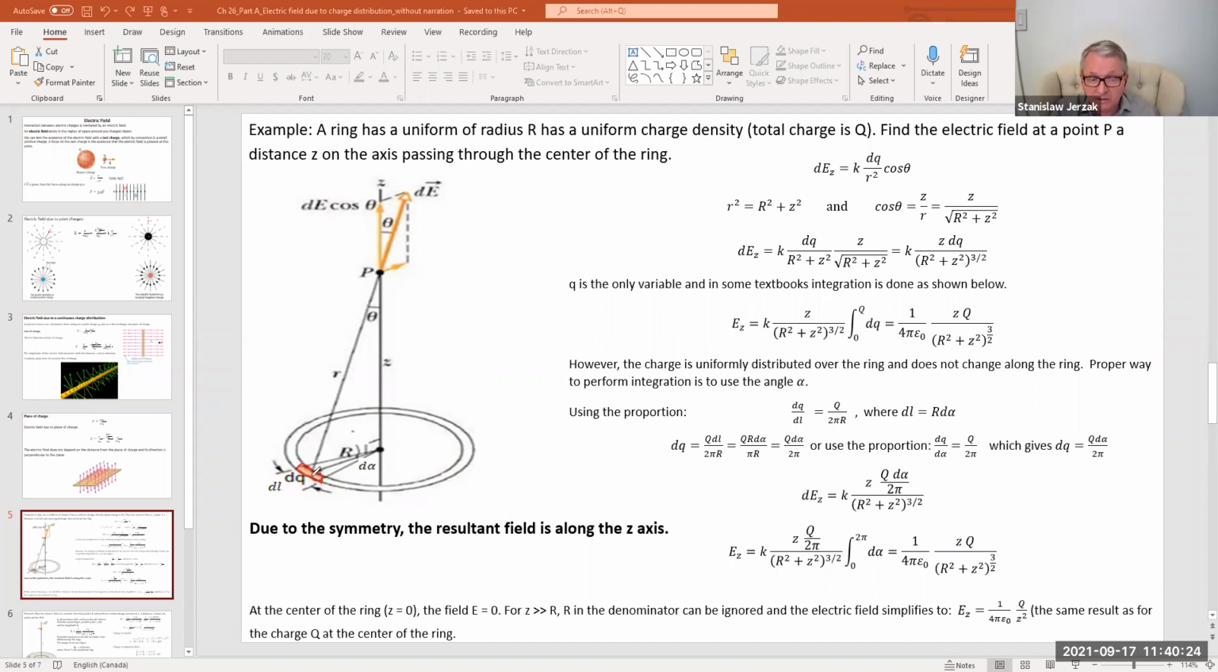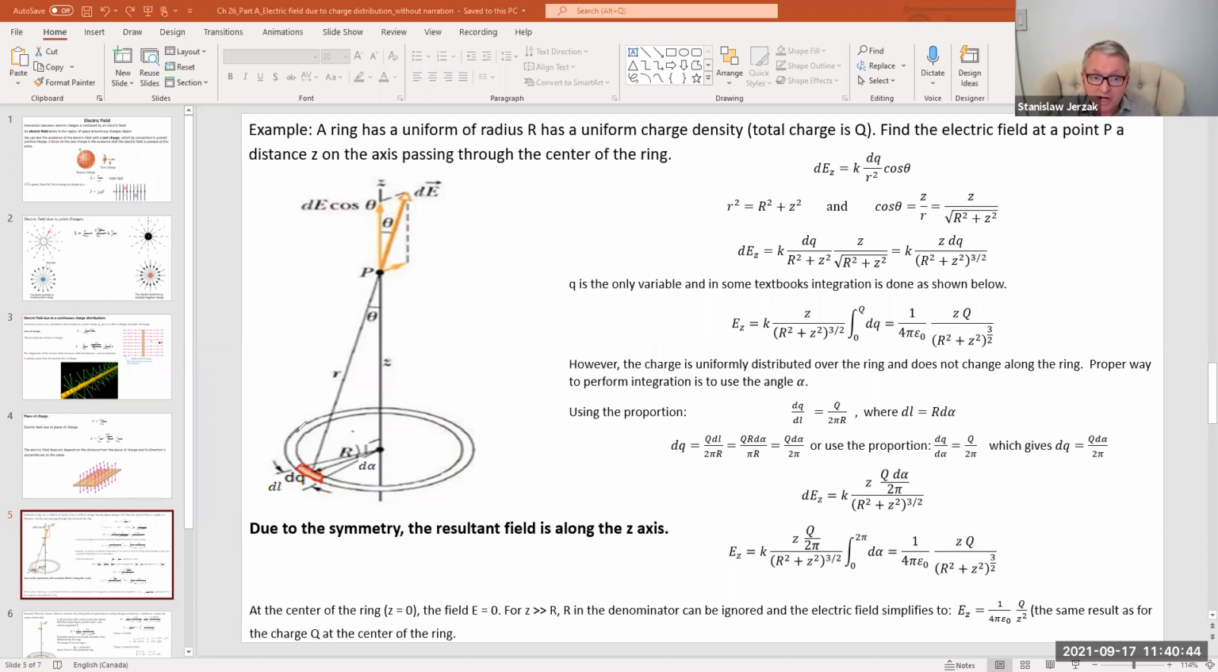So this is a very tiny element of the ring. And that element of the ring we can treat as a point charge, right? Because now dl approaches 0. And that element produces an electric field at point P in this direction, along the line connecting that charge dq to point P.